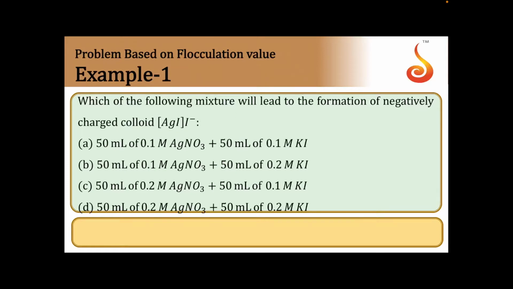Which of the following mixtures will lead to the formation of a negatively charged colloid? So, it means I minus ions must be more. So, they are given options here: 50 ml of 0.1 molar AgNO3, 50 ml of 0.1 molar KI, and so on and so forth. So, what do we have to observe first? Let us see now. So, here the colloid is AgI.